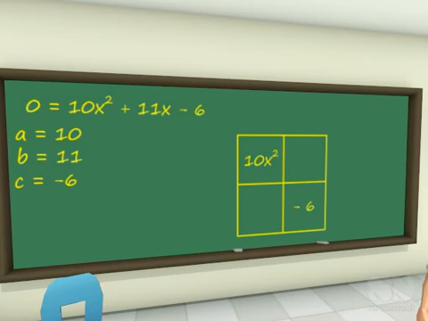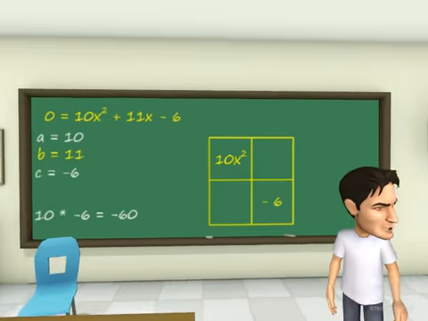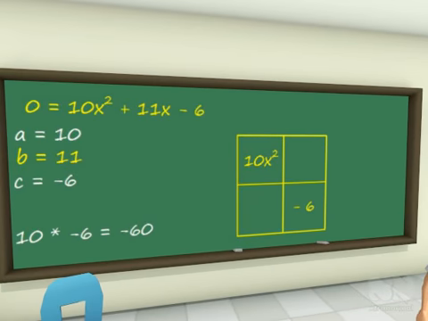Next we multiply a and c. In this case, since a is 10 and c is -6, the product is -60. Now we look for a factor pair of -60 that also adds to the value of the linear coefficient, b. Since b is 11, the sum of the factor pair needs to be 11. So we need to write the factor pairs of -60.